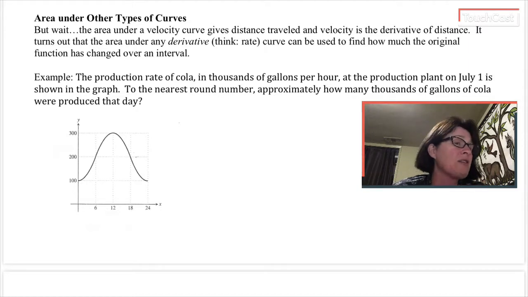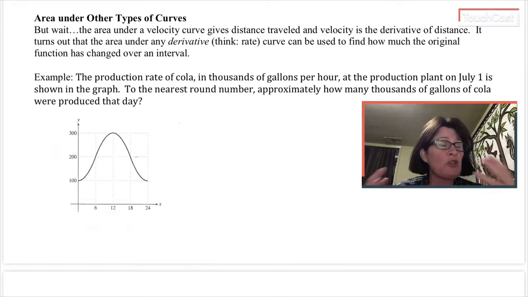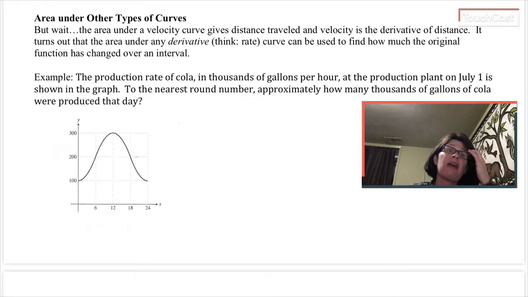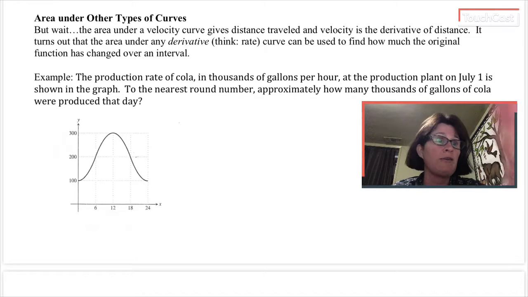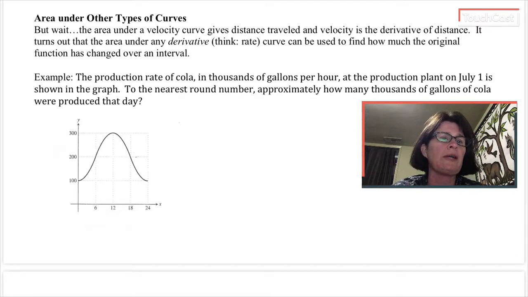It's measured in thousands of gallons per hour. If I can find the area under this rate curve, I will find the total amount of cola produced in whatever time period I find. So here, to the nearest round number, approximately how many thousands of gallons of cola are produced if the graph I'm given is the cola production rate?